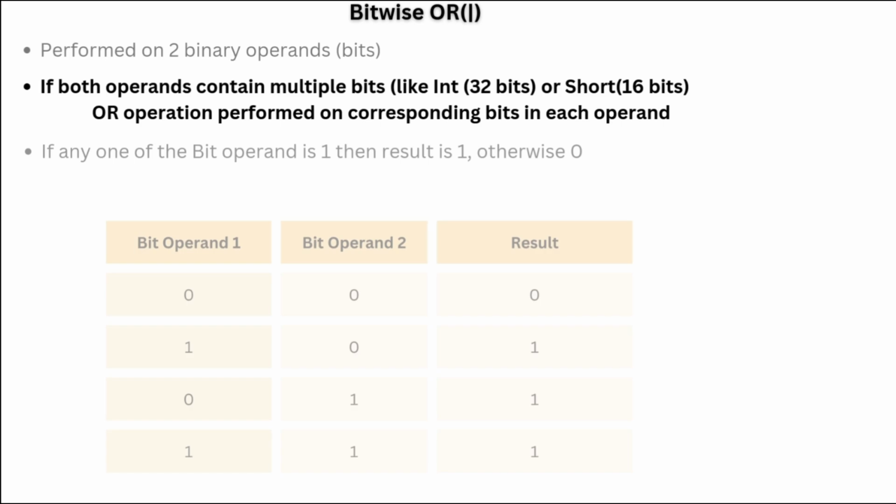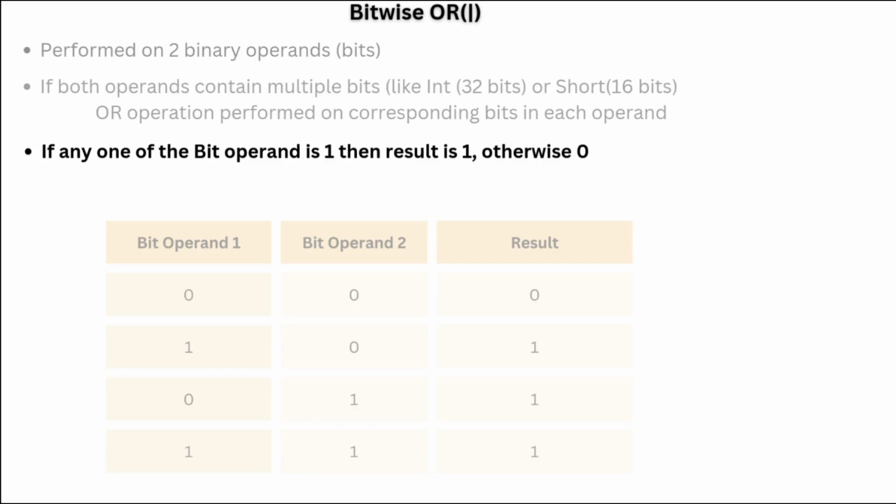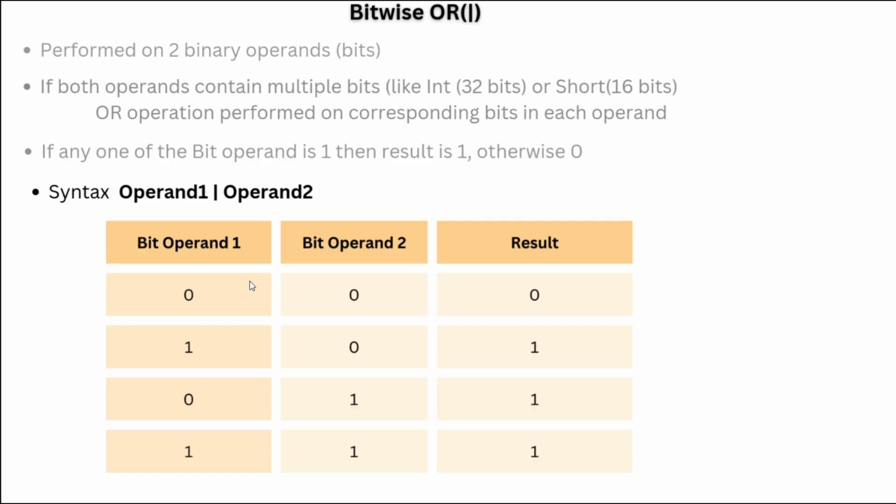The behavior of the OR operation is, if you have two binary operands and any one of the operands is 1, the result will always be 1, otherwise 0. You can see the truth table, called the truth table of bitwise OR. Only when both operands are 0 will it give a 0 result. If any one of the operands is 1, then the result is 1. This is the truth table of the OR, so you have to remember this. We will see it with an example.